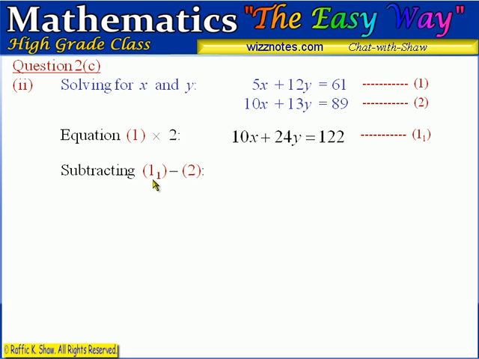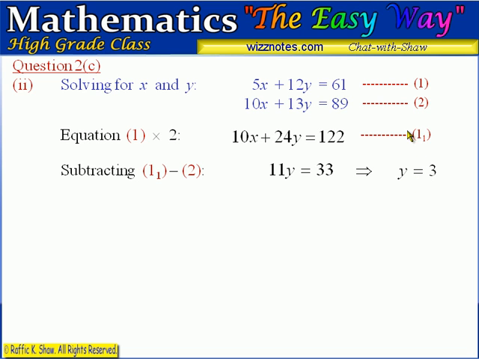We are going to subtract equation 2 from equation 1. So it's this equation minus this equation, and this is the result of that subtraction. 10x eliminates the term in x, and 24y minus 13y leaves us with 11y on this side, and then on this side of the equation, 122 minus 89 is 33, and so we end up with 11y equals 33. And so to find y, we simply divide both sides by 11, and the result here is that y is equal to 3.